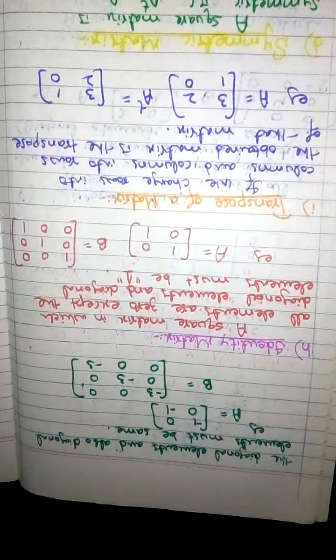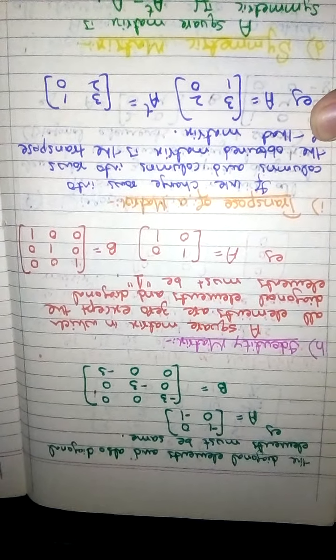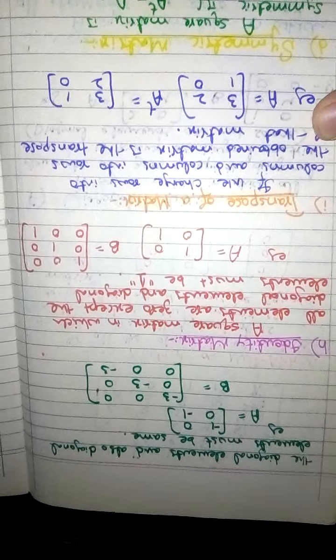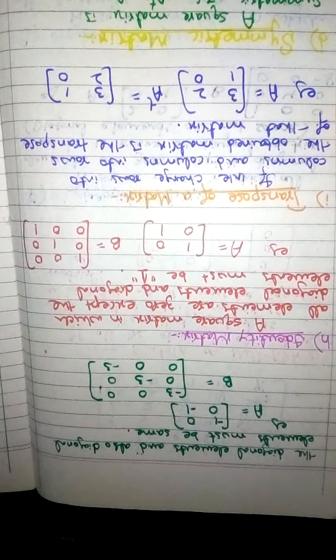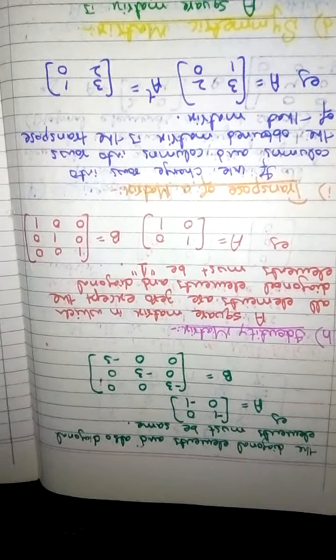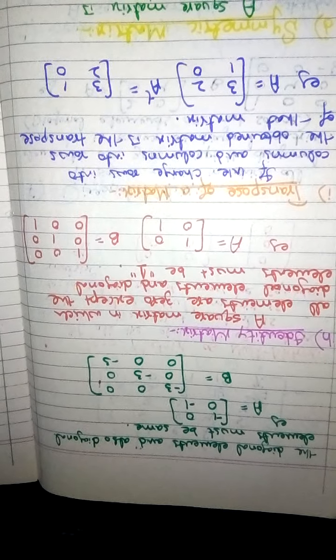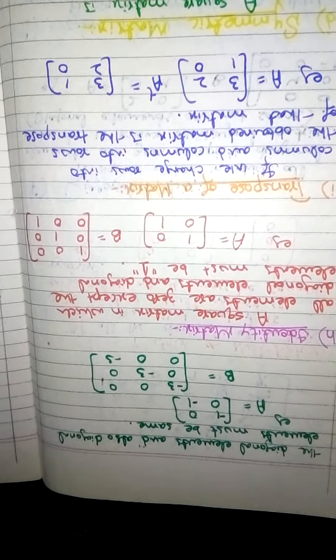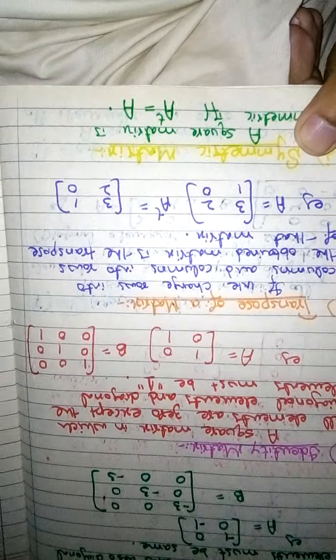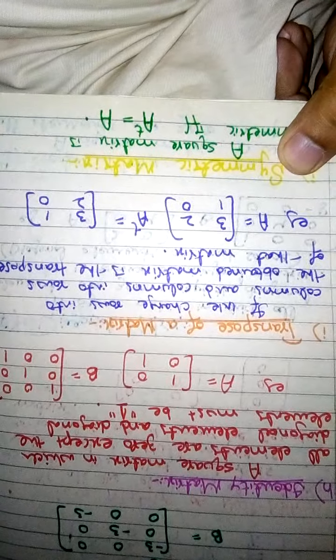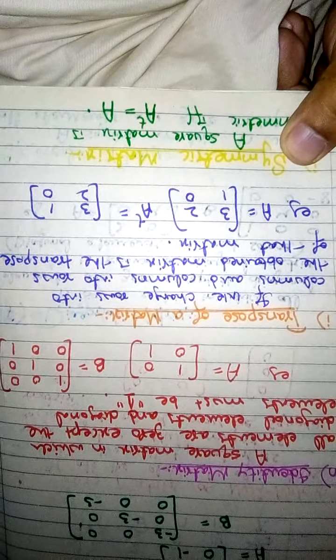If the diagonal entries are not 1, maybe -1 or any other number, positive or negative, then it's a scalar matrix. And if it's +1, then it is an identity matrix. Now, the next topic, the transpose of a matrix.